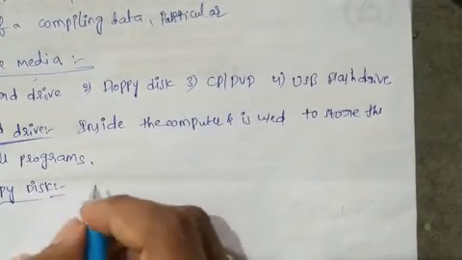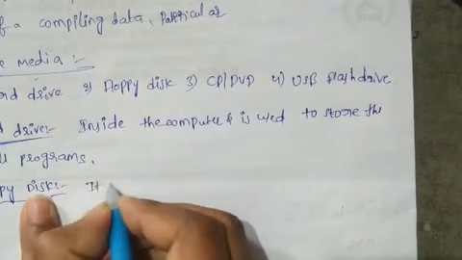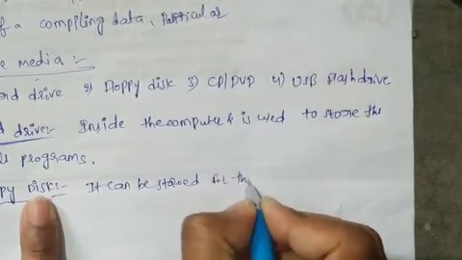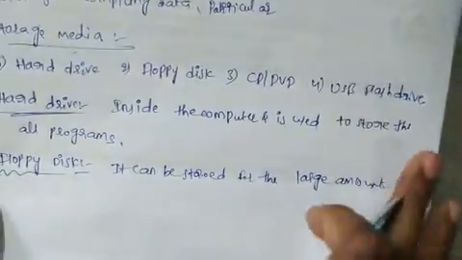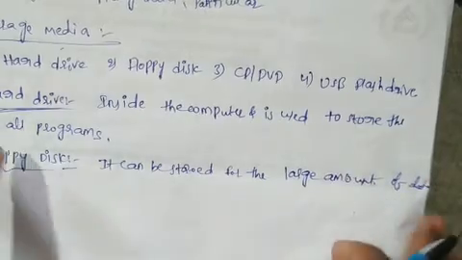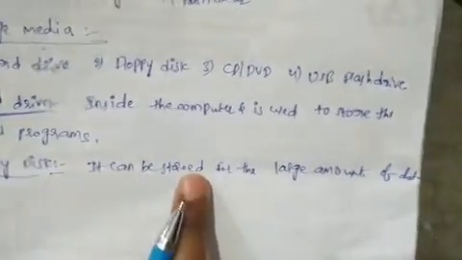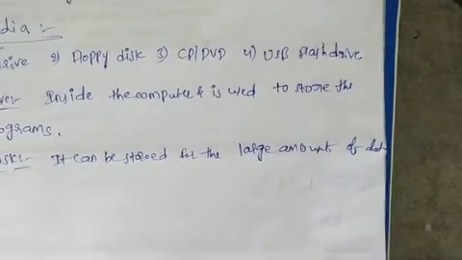The main purpose of the floppy disk is that it can store a large amount of data. Both the hard drive and the floppy disk are used for storing purposes. But when the data is a large amount, that time the floppy disk is very useful.